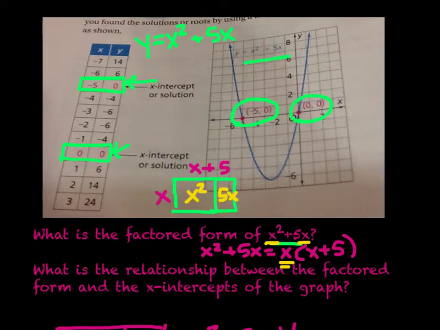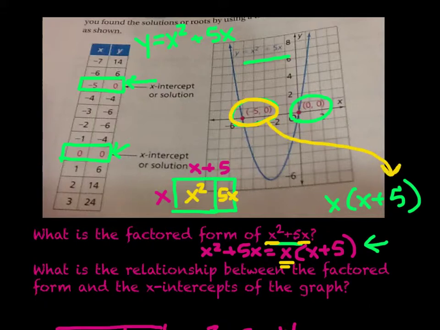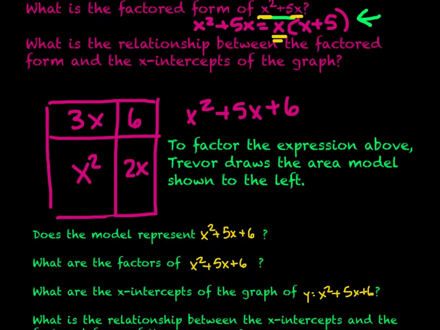What is the relationship between the factored form and the x-intercepts of the graph? If I look at my factored form, we have x times (x plus 5) as our factored form, and if I look at my various intercepts, I have (-5, 0). That looks like it's related there somehow. And we also have (0, 0), which looks like it could potentially be related here somewhere. So perhaps there's some sort of relationship there. Let's move on a little bit.